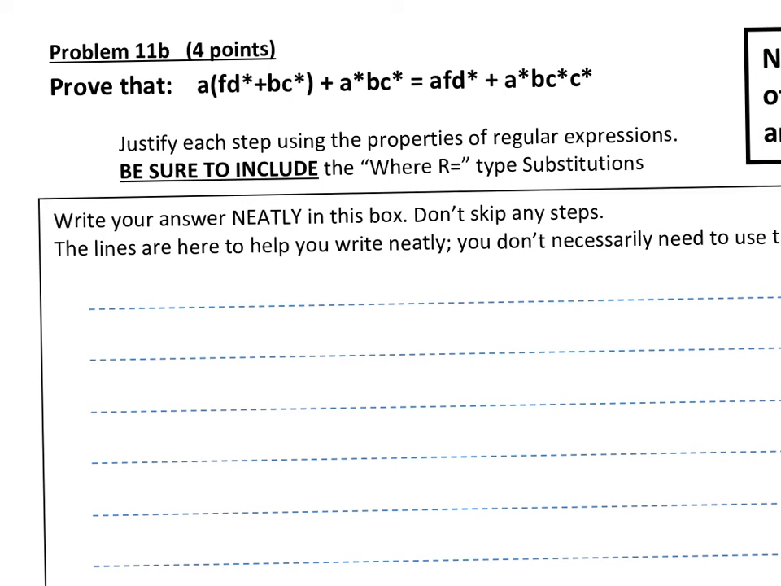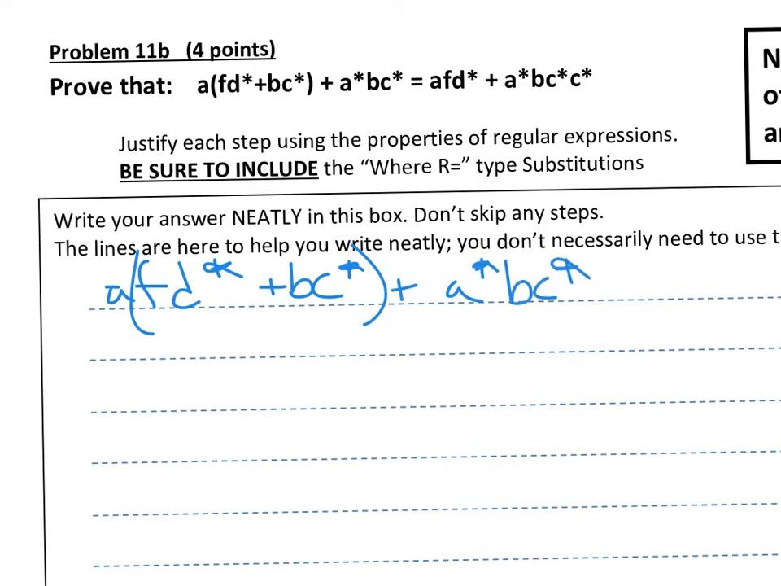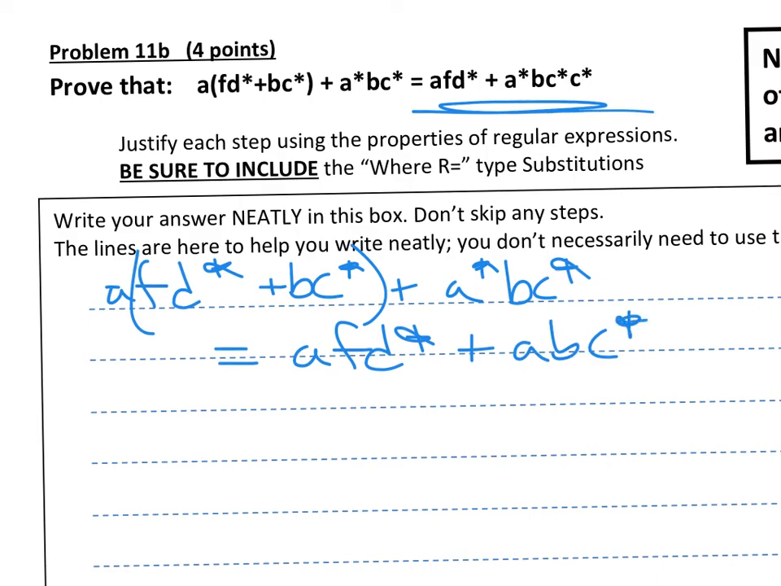So we're going to start with A, F, D star, oops, there's parentheses there, plus B, C star, plus A star, B, C star. We're not going to write equals this stuff on the right at the top because that's what we're trying to prove, right? So we will say equals, and the first thing I'm going to do, I can do a distributed 3.1 here. I'm going to do it. So I'm going to say equals A, F, D star, plus A, B, C star.